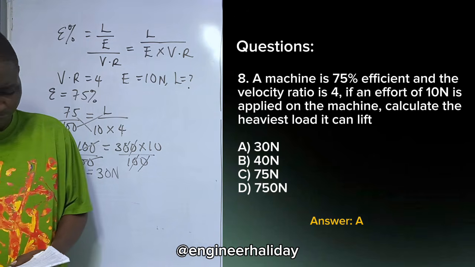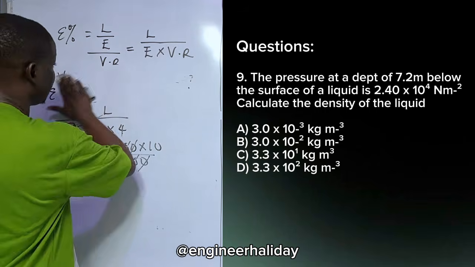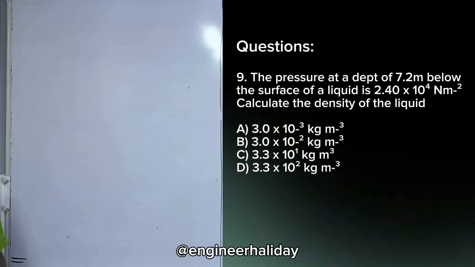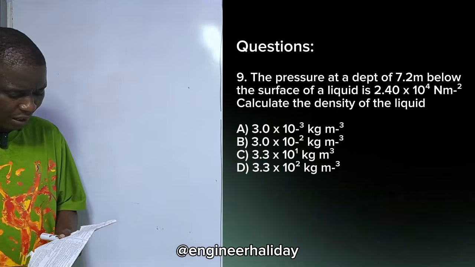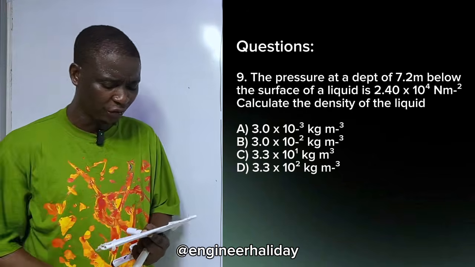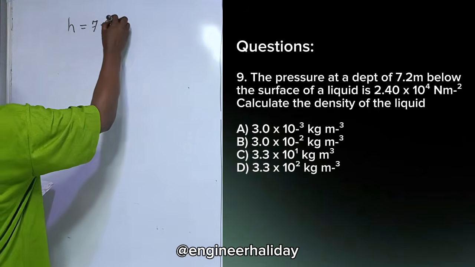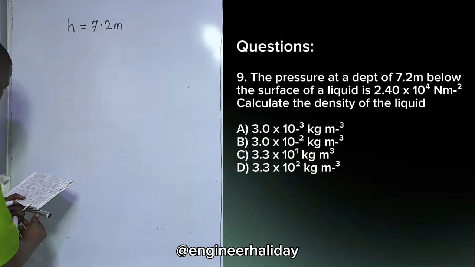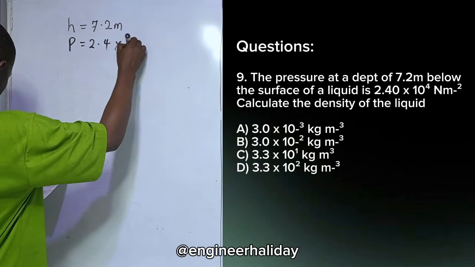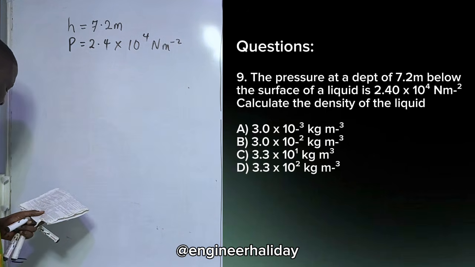The next one is number 9. They said the pressure at a depth of 7.2 meters below the surface of a liquid is 2.4 times 10 raised to 4 Newton per meter square. So calculate the density of the liquid. The depth h is 7.2.